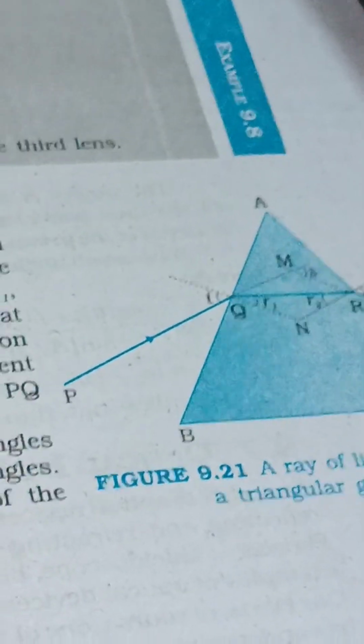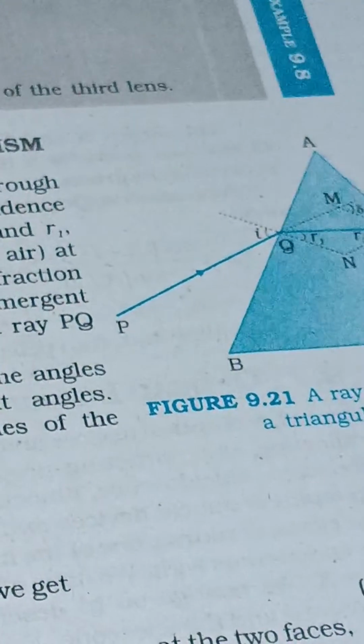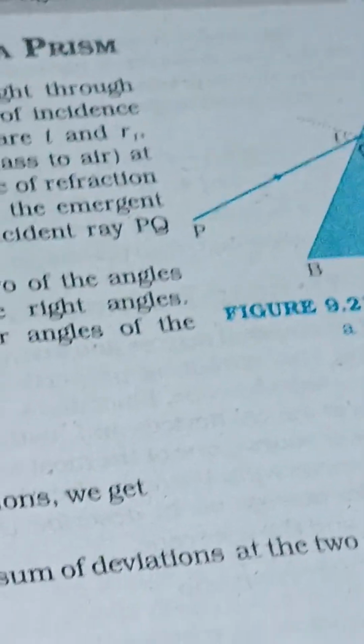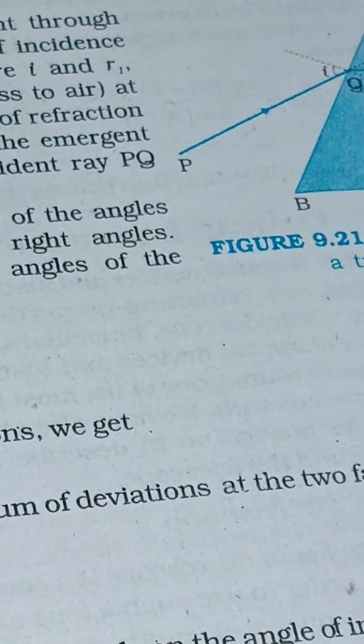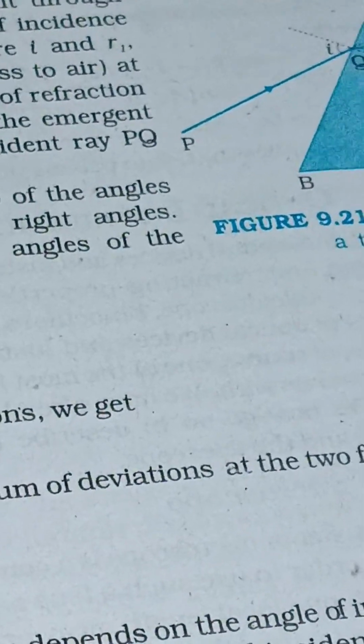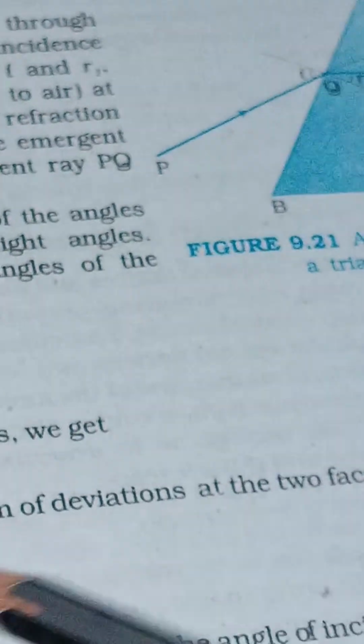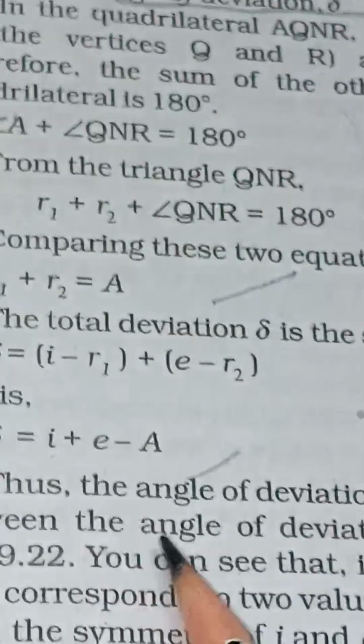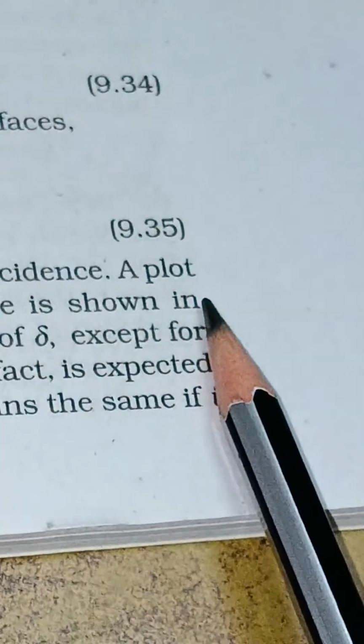The total deviation delta is the sum of the deviations at the two faces. Delta is equal to i minus r1 plus e minus r2. That is, delta is equal to i plus e minus A. This is also an equation. Thus, the angle of deviation depends on the angle of incidence.